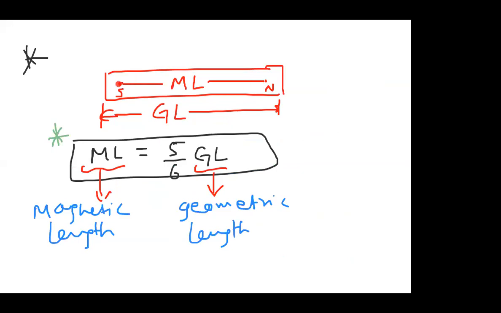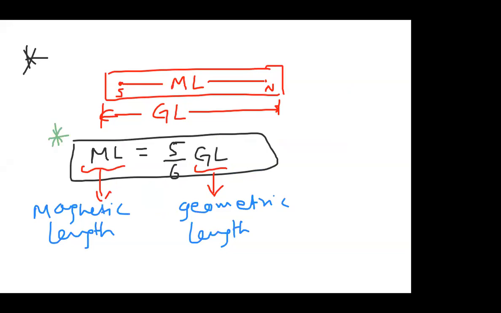The problem is that the poles are not lying completely at the ends, but just before the ends on either side. So the length between the south pole and the north pole is called the magnetic length. From one end of the magnet to the other end, geometrically, is called the geometric length. How are they related? Magnetic length is 5/6 of geometric length.